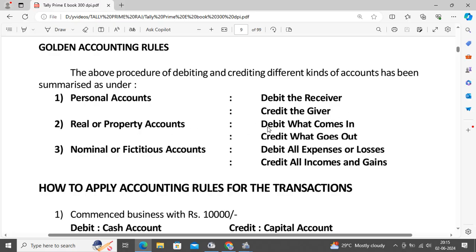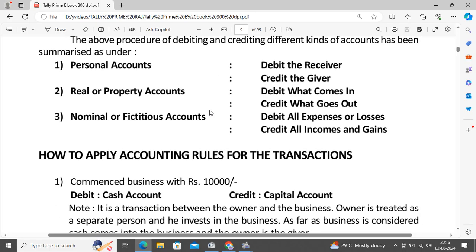Real or property accounts: debit what comes in, credit what goes out. If some material has gone out, then we have to credit. If some material comes in, you have to debit it. Nominal or fictitious accounts: debit all expenses and losses, credit all incomes and gains. These are the golden rules.